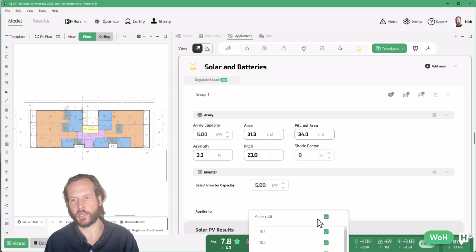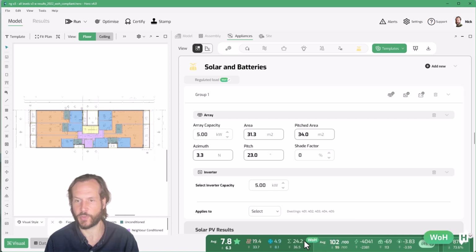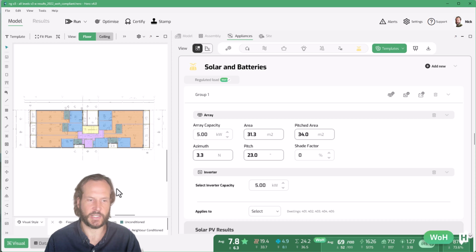Or if you say had a solar system that was only used on a couple of the dwellings, you could unselect everything and leave some empty and just have those dwellings selected. Each dwelling does need the minimum HVAC, hot water, cooking, lighting, and plug loads. You'll get an alert if you're missing a dwelling.